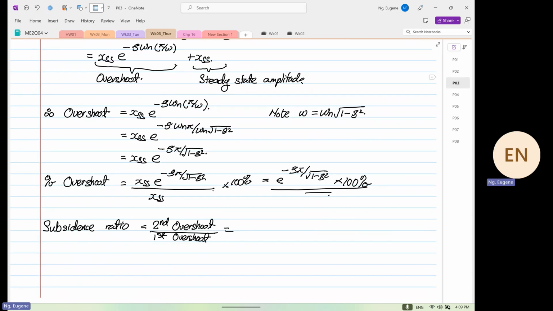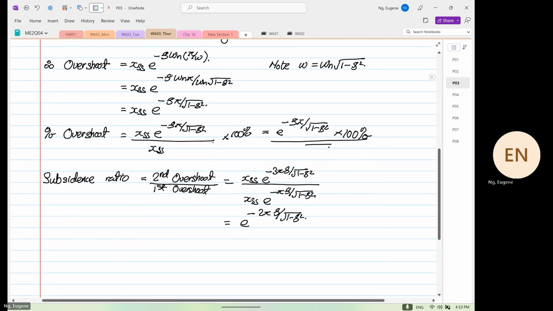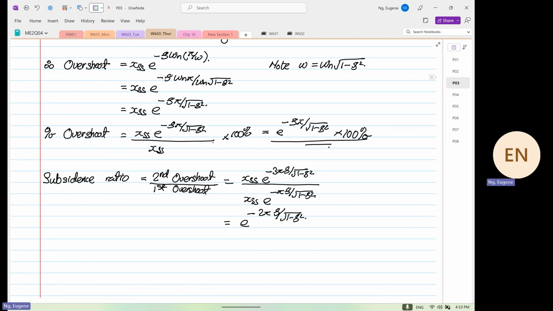So the first overshoot divided by second overshoot. This expression will be, the second overshoot e^(-3 pi zeta divided by square root of 1 minus zeta squared), the whole thing divided by XSS e^(-pi zeta divided by square root of 1 minus zeta squared). So this will become e^(-2 pi zeta divided by square root of 1 minus zeta squared). The last one, settling time.